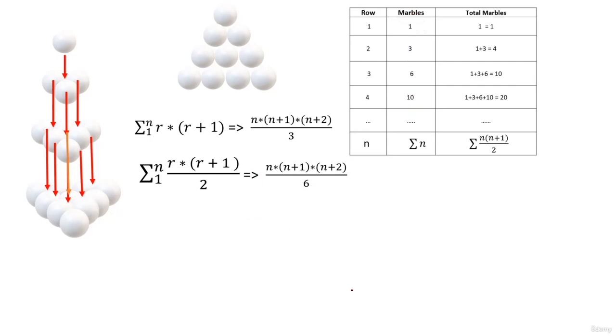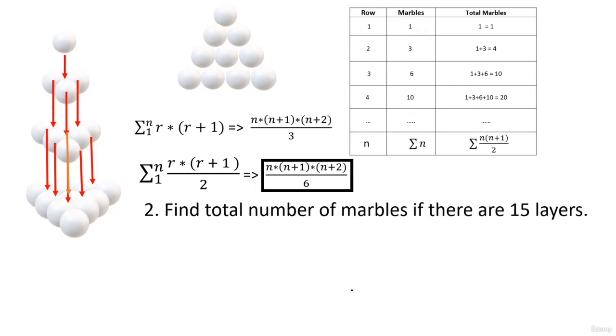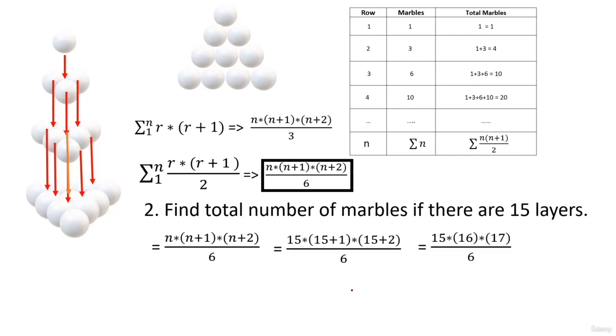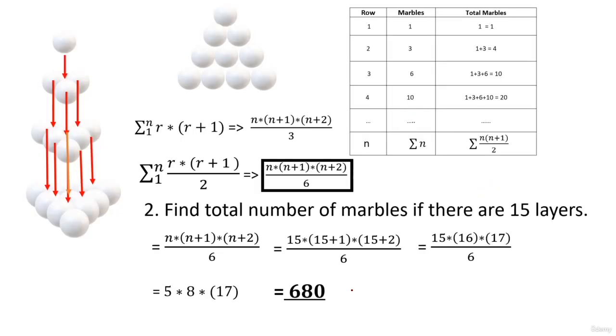Now you can solve the question very, very easily, right? Find total number of marbles. There are 15 layers. N के जगह put करेंगे 15. 15 into 16 into 17 upon 6. Okay, 5, 8, 17, 40, 680, as 40 into 17 is 680. As simple as that. Okay, guys, so we'll solve a few more questions now based on the triangular series.